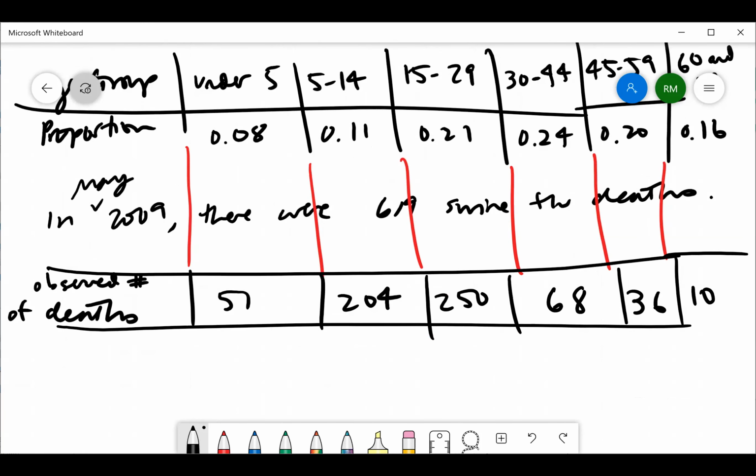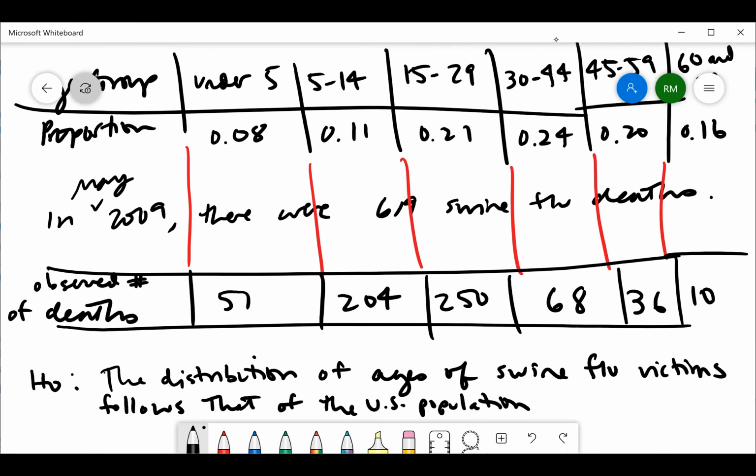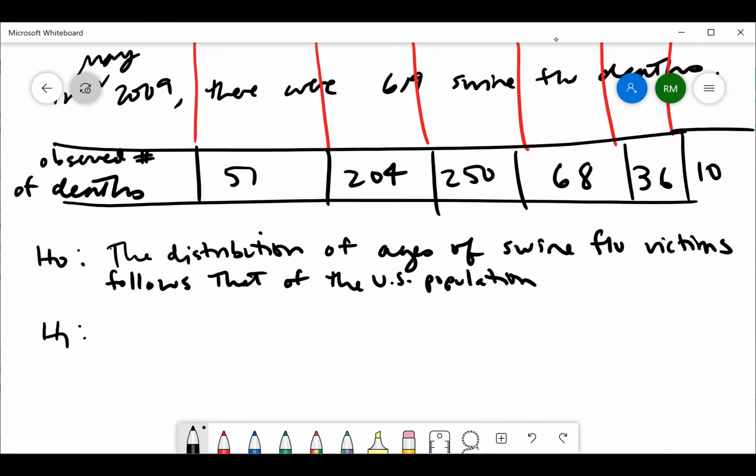So we want to test the null hypothesis that the distribution of ages of swine flu victims follows that of the US population. And the alternative hypothesis will be that that's not true.